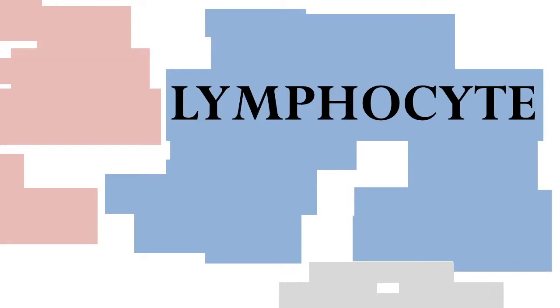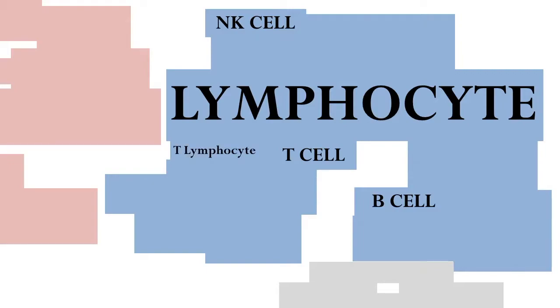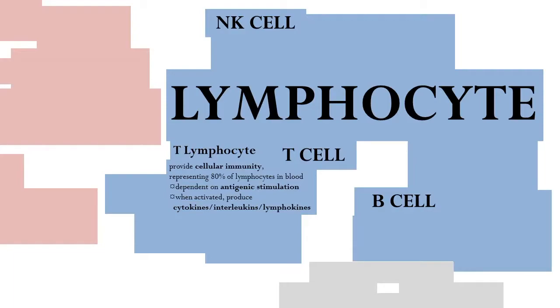Lymphocyte. What are 3 types of lymphocyte? T cell, B cell, and NK natural killer cell. What is another name for T cell, and what is its function? The T cell provides cellular immunity, representing 80% of lymphocytes in the blood. The T cell is dependent on antigenic stimulation and when activated will produce cytokines, interleukins, and lymphokines.